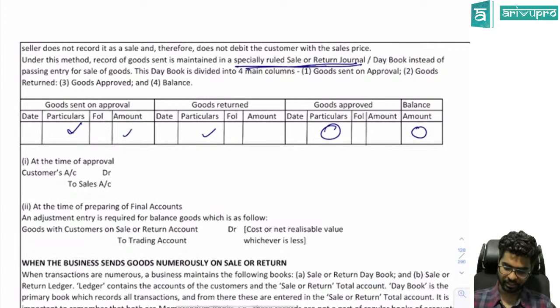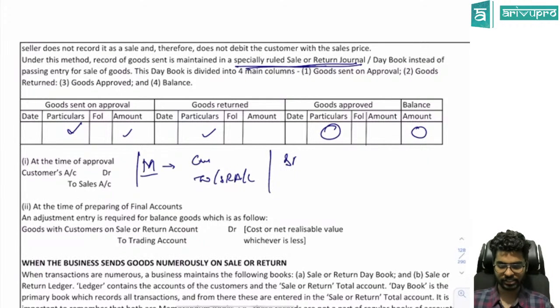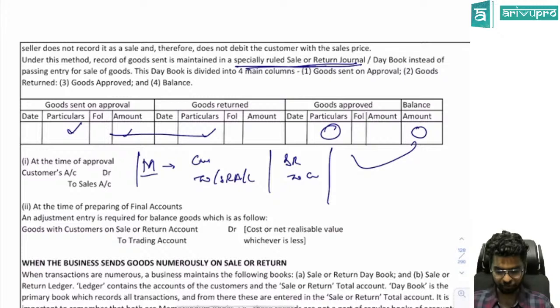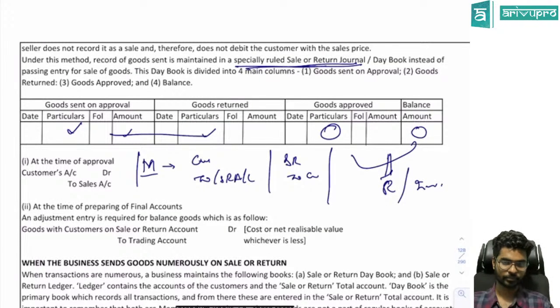Now whenever it is here, instead of writing as sale, you are going to be writing in the memorandum book as what? Customer to sale or return account. When he returns, you'll record it as sale or return to customer. Finally, only for these two you're recording it as sale and inventory. Are you clear?